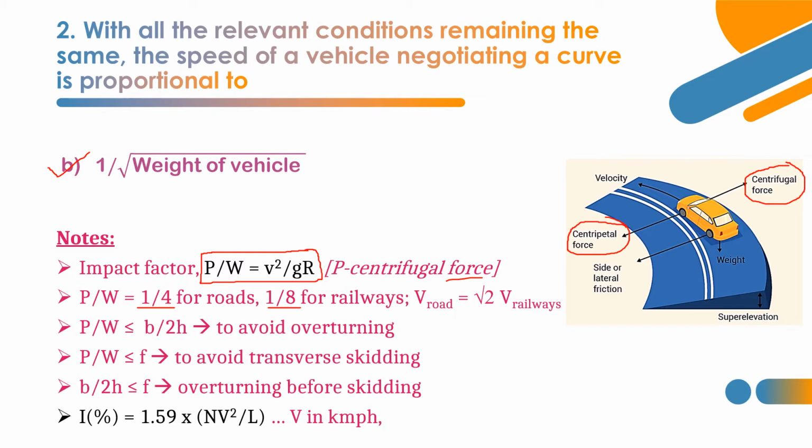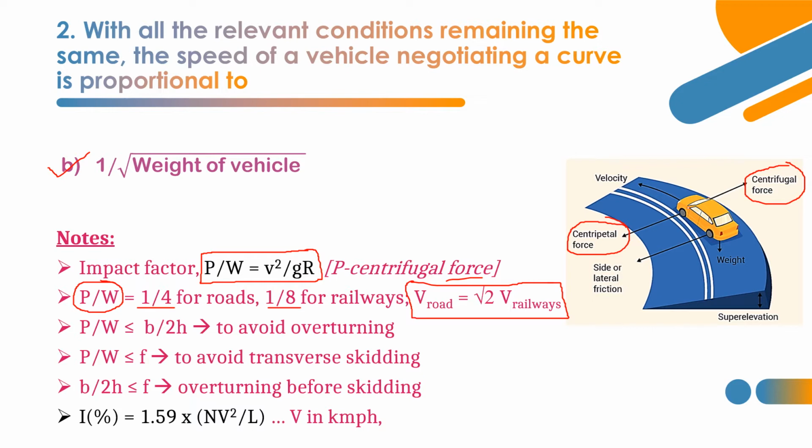So if you substitute 1 by 4 here and calculate the velocity values by considering some radius of curve and g as 9.81, you will get one value, and that value related to railways, we get the answer as V. For road, that is maximum speed in case of road will be equal to root 2 times that of railways. So this is an observation when we substitute the value of P by W, that is impact factor.